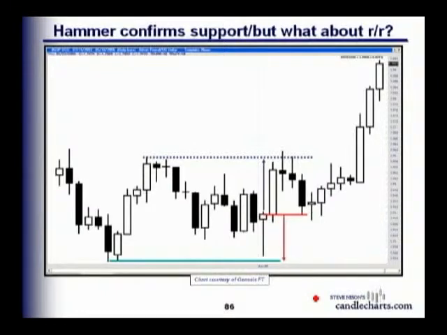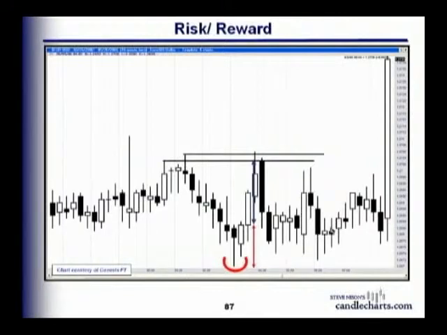Your target is the blue vertical line, and your risk is the red arrow. Does that look like a good risk reward? It looks like you're risking, it looks like almost maybe 1-to-1. Okay.